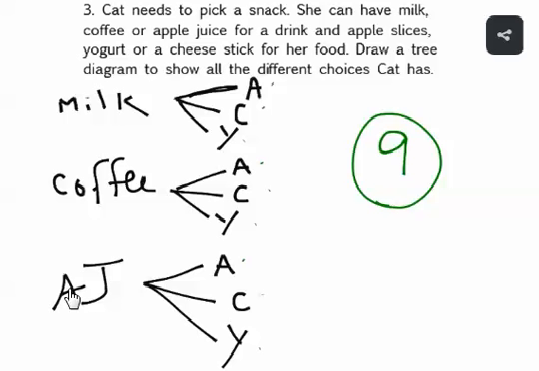So if she chose milk, she could choose apple slices, cheese, or yogurt. Coffee, apple slices, cheese, or yogurt. Apple juice, apple slices, cheese, or yogurt. Okay, so I want you to try number 4 on your own. Remember, you will have to write tiny and you can abbreviate if you need. Once you have the answer to number 4, raise your hand and I will come by to check it. So go ahead and pause the video.